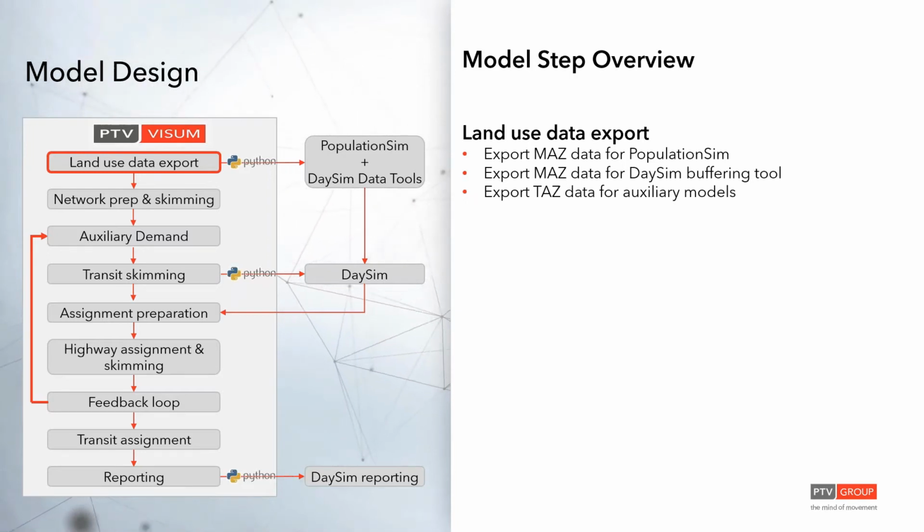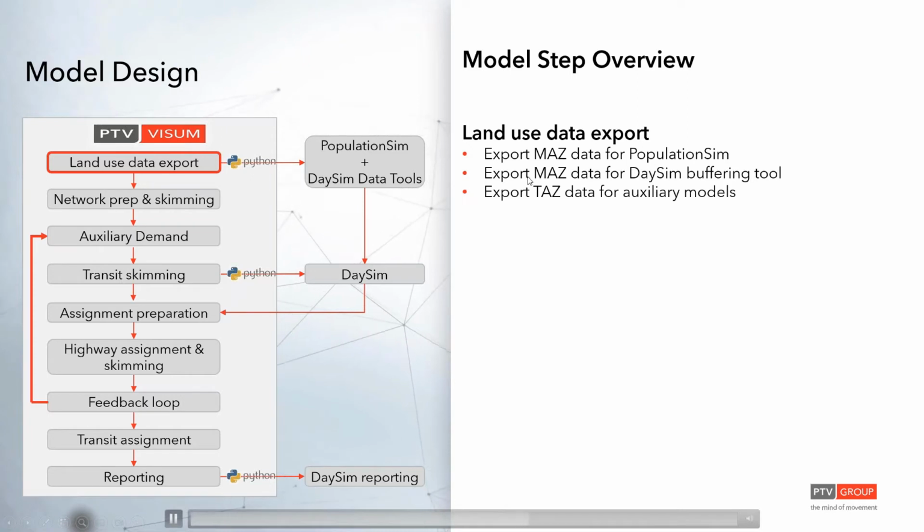And one thing to note here is all the auxiliary models remain pretty much unchanged, or similar to a previous model, just they are implemented using Python now, but the format pretty much remains the same, and they operate at TAZ level, but DASIM operates at MAZ level, and that's why MAZ data is exported for DASIM and Population Sim, but for all the auxiliary models, we still export TAZ data.